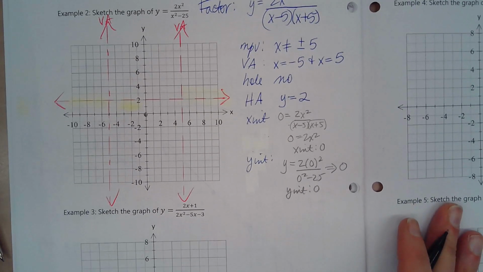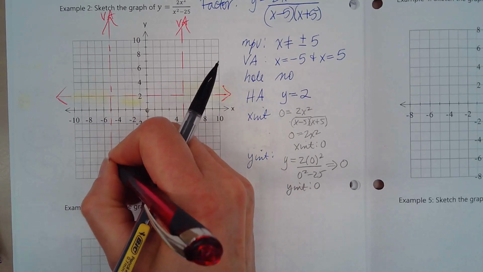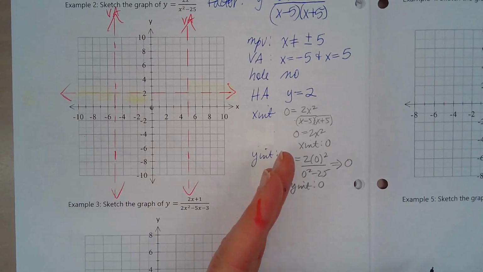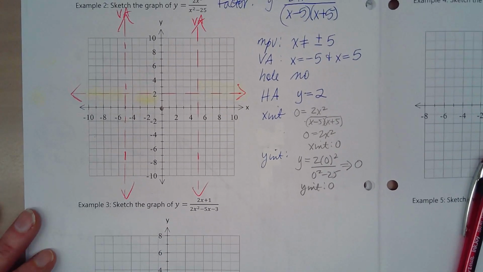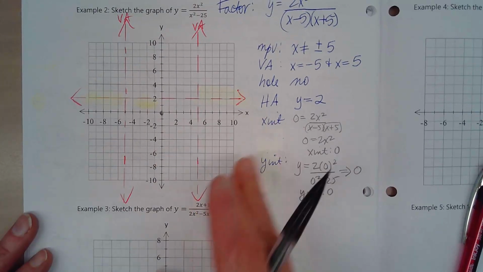Now, remember, graphs can never cross vertical asymptotes. Sometimes they can sneak across a horizontal, but never across a vertical. So the vertical asymptotes are the guidelines that divide your graph up into sections. So there's 3 sections I see. This one, and this one.